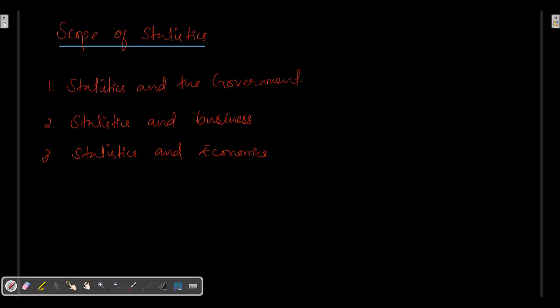Now, statistics and business. A firm produces goods and services to earn profit. Now, profit is governed by the cost incurred in production of goods or services, the price of factor inputs used, it may be labor or capital, technology available, number of competitors in the market, etc. Now, all these details are accessible to the producers of the firm with the help of statistical data and methods.